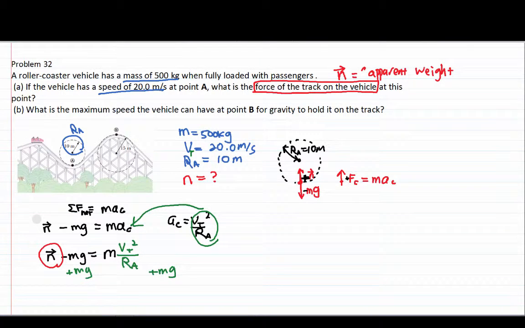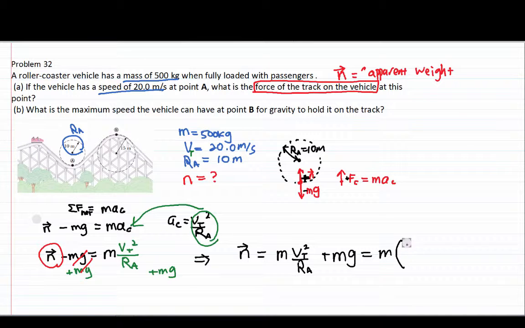Add mg on both sides. You see how this cancels out. Okay, N equals m v squared over radius plus mg. We can factor out the mass. Plug in the numbers.